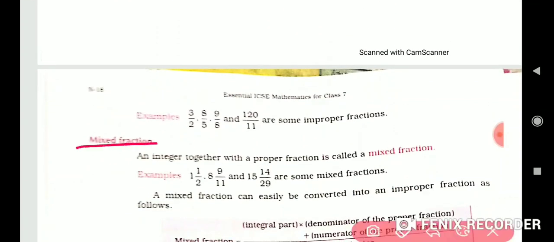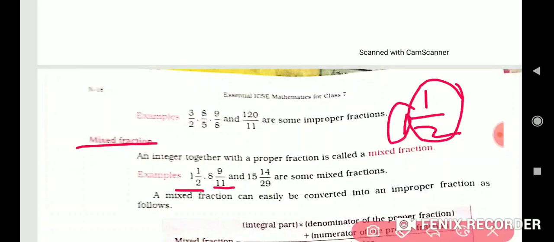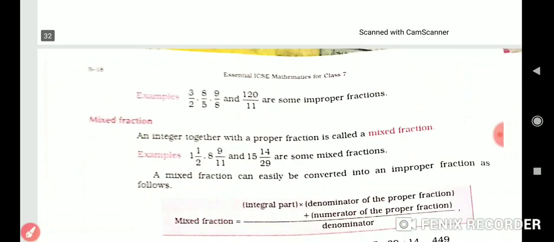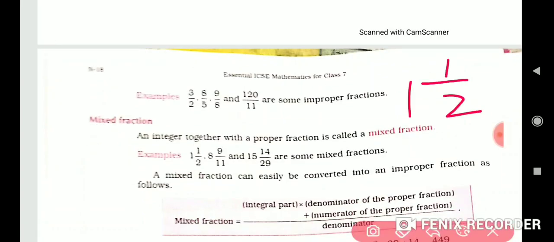Then the mixed fraction. A mixed fraction means one which contains a whole number also. Just see 1 and 1 upon 2, 8 and 9 upon 11. It contains one fractional part and another part, that means the integral part. Just see 1, 1 by 2. This is the integral part and this is the fractional part. A mixed fraction contains both the integral as well as the fractional part.